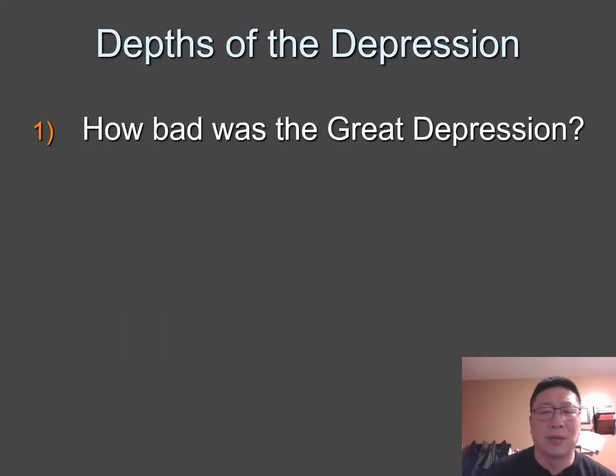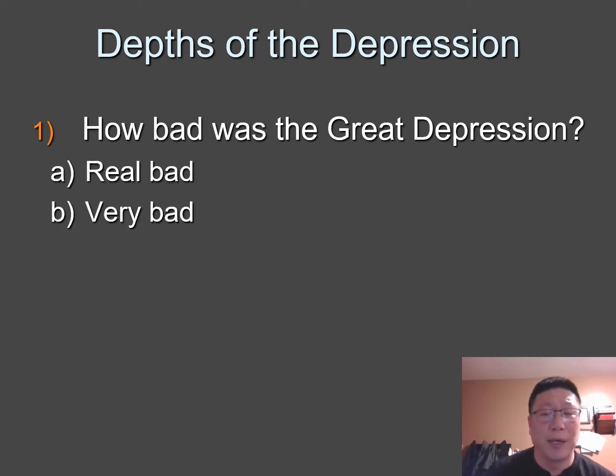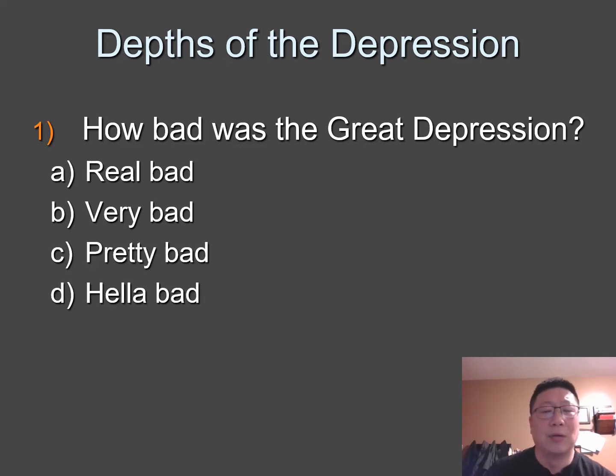Okay, so we're going to start with the quiz here. How bad was the Great Depression? A, real bad. B, very bad. C, pretty bad. Or D, hella bad. Or E, all of the above. And the correct answer, of course, is all of the above.